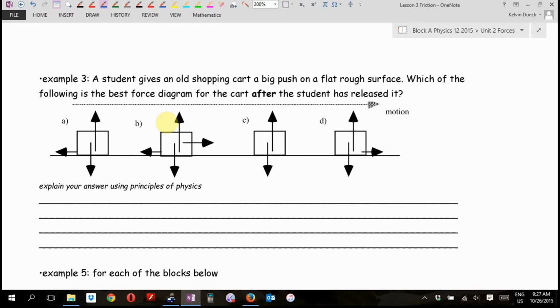Which of the following is the best force, the best free body diagram for the cart, keyword, after the student has released it? So what we're talking about is this. Now this is smooth, but here's the shopping cart. We're not talking about while he pushes it. We're talking about, look. Right there. Okay? While it was rolling. What are the forces acting on the cart? A, B, C, or D?